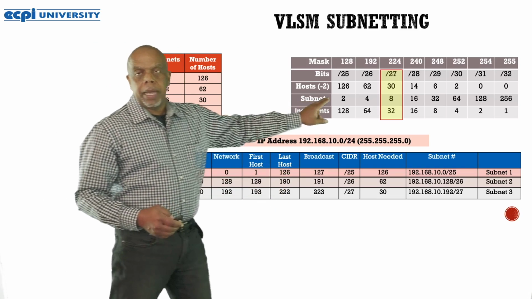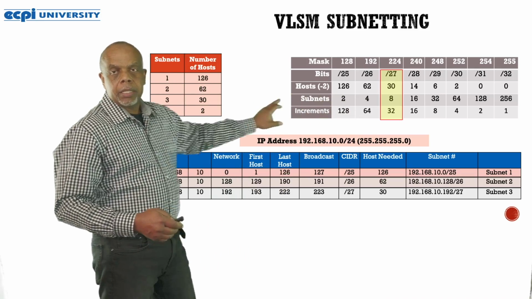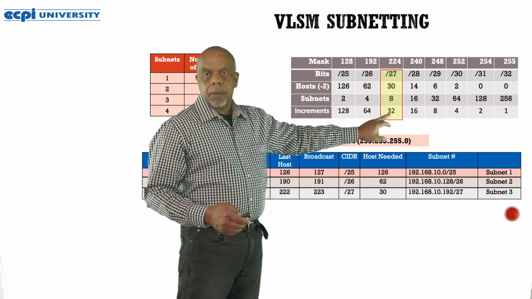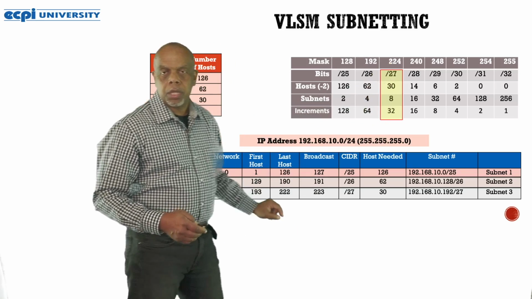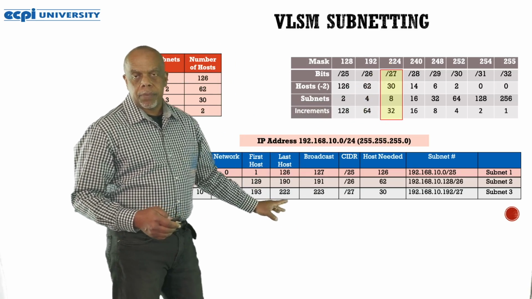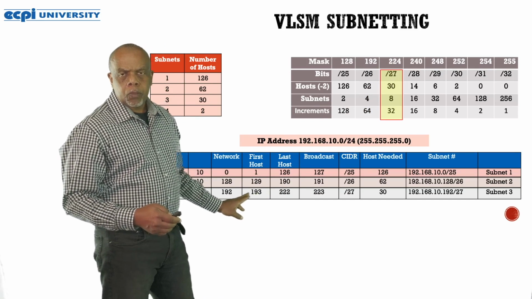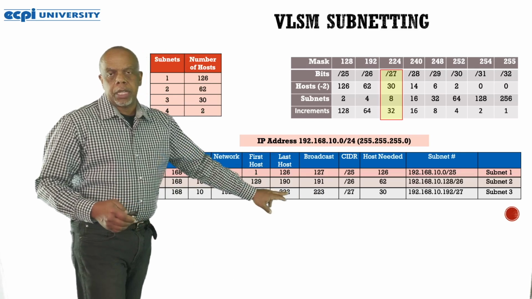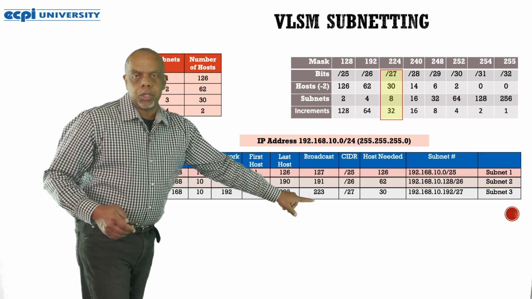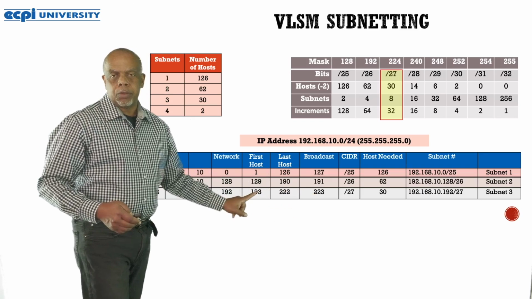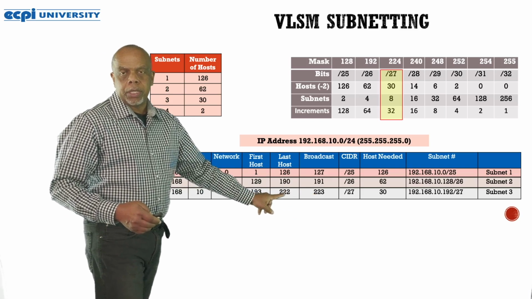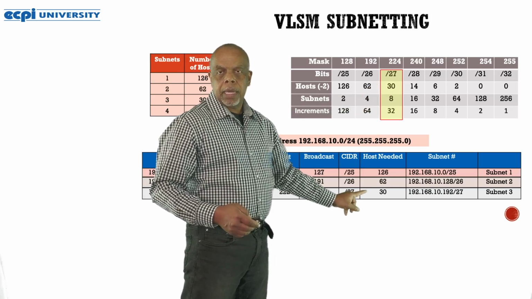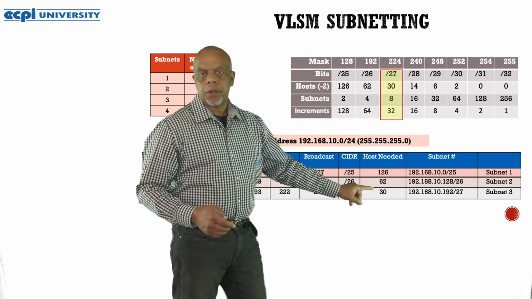Why? Because I needed how many? 30. To get 30, I use a mask of 224, and I'm incrementing by 32. That gives me 30 hosts. So now I'm only going to be using 30. So I go from 192 to 223, and that gives me 30 assignable hosts. 32 altogether, 30 assignable from 193 to 222. The CIDR for that is going to be 27. That's where it comes from, 27. And the number of hosts needed, 30, and I got those.